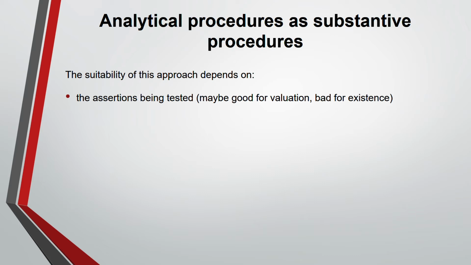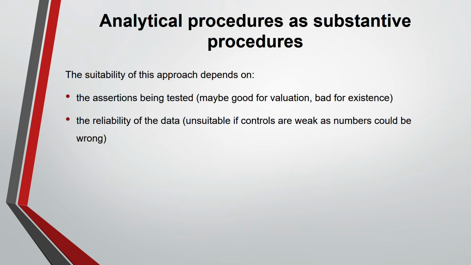It could be bad for that, because analytical procedures just check the trend. They will not say whether it is existing or not. They cannot check that. They have limitations. Then reliability of the data, how reliable your data is. If your controls are weak, you cannot use this as a substantive procedure. That means analytical procedure, finding ratios, finding the trend and all, finding relationships among the variables, you cannot use this as a substantive procedure when your controls are weak. Because if your controls are weak, the numbers on which you're calculating this analytical procedure will be wrong. So unsuitable. If your data is more reliable, then you can use it.